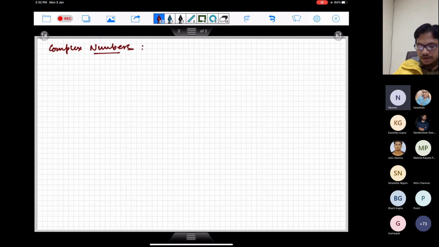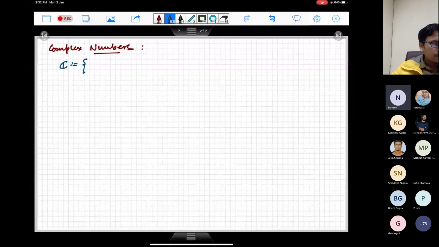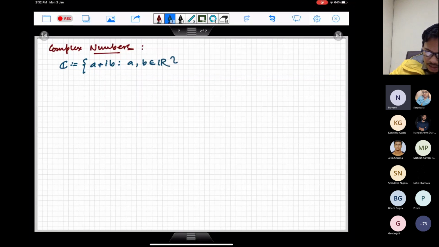Many of you have probably seen complex numbers already. It's the set C, which is defined to be the set of a plus ib, where a and b are real numbers, and i, you can ask me what is i. At this moment, treat i as a symbol. I have not given any meaning to i yet.